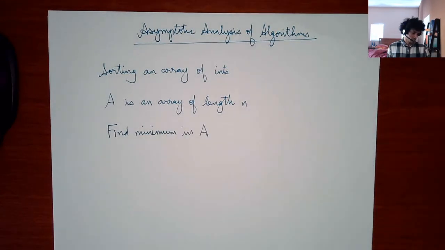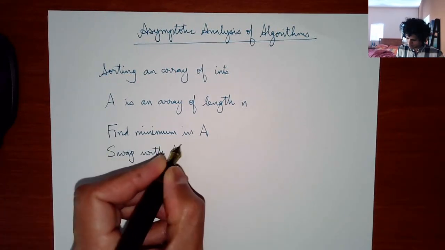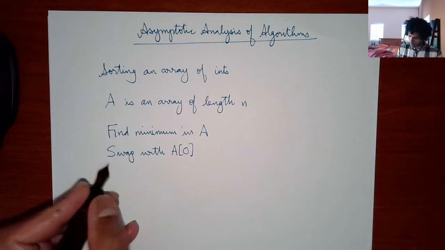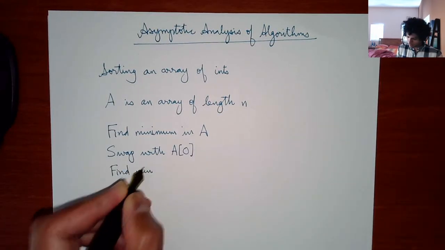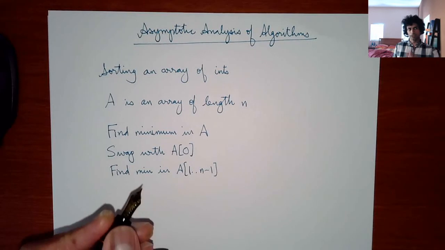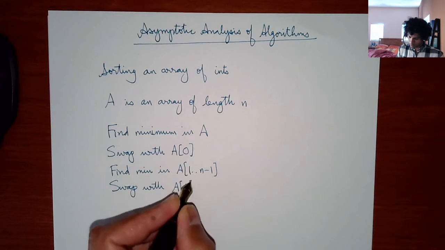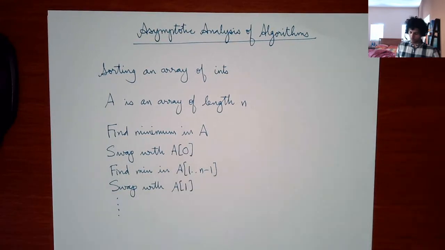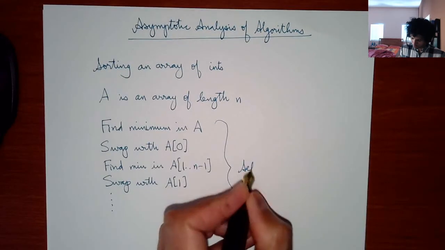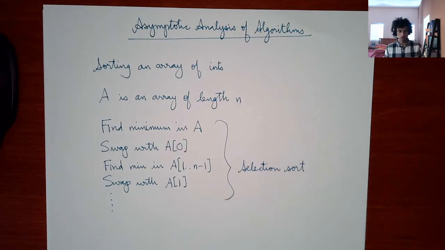So a really simplistic algorithm is simply find the minimum in A, swap with A of 0. Then you find the min in A of 1 going to n minus 1, everything, because you know that A of 0 is the minimum. You swap with A of 1, and so on and so forth. This is also called selection sort. It's a really simple algorithm. And in my solution for the Twain assignment, I just implemented selection sort, and it's good enough.